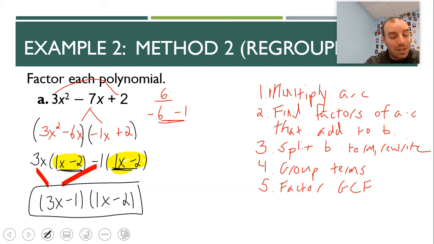So just to recap, because this is a little bit confusing, this method, start by multiplying a times c. So I started 3 times 2, I got 6. Need to find factors of a times c that are going to multiply to 6, in this case, and add up to my middle term, -7. Then I'm going to split the middle term with those two factors. Group the terms in terms of the first two and the second two. Factor out the greatest common factor. And then the last step, write your parentheses.